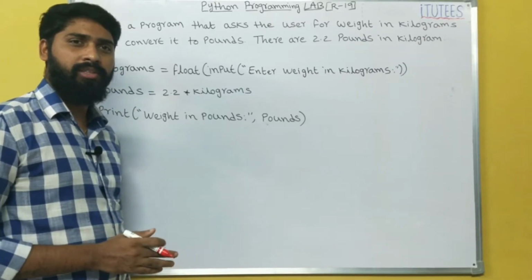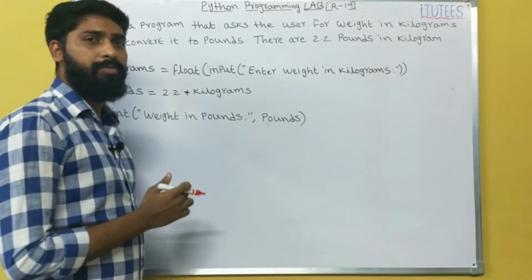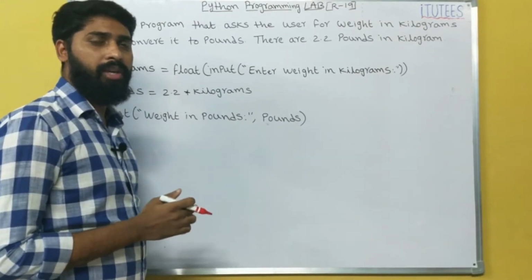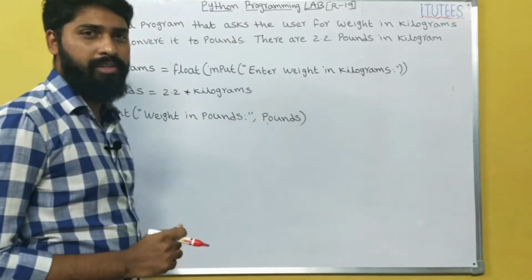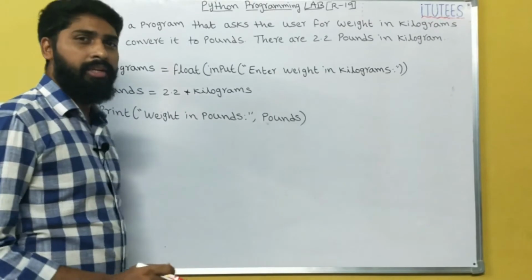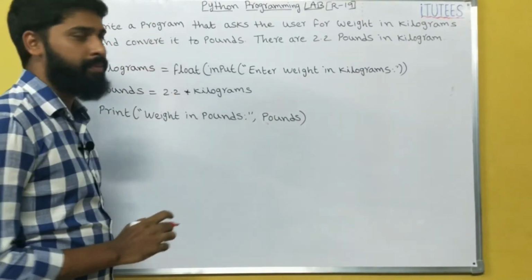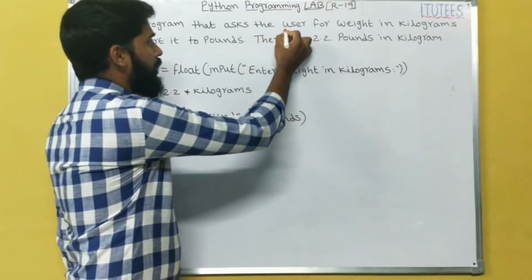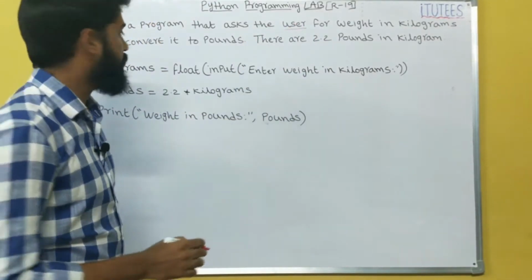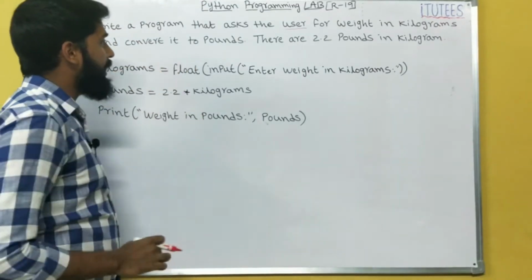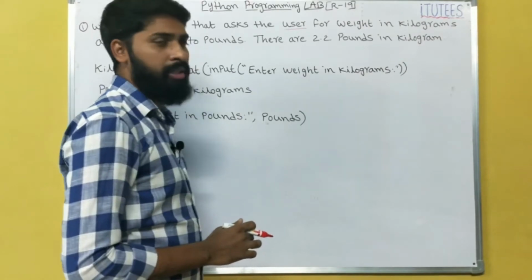In this series of lectures, we are going to solve Python programs. All these programs are as per the JNTUK R19 Python Programming Lab syllabus. In that, the first question is: write a program that asks the user for weight in kilograms and convert it to pounds. There are 2.2 pounds in a kilogram.